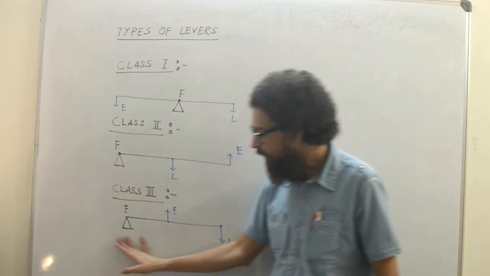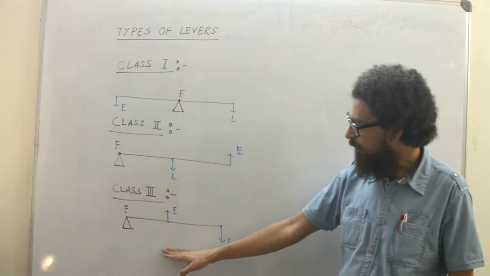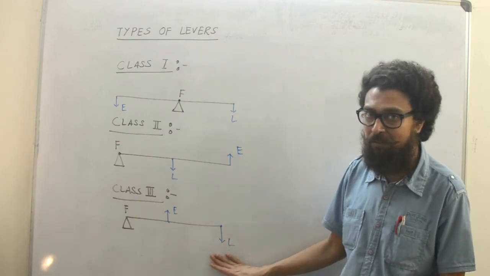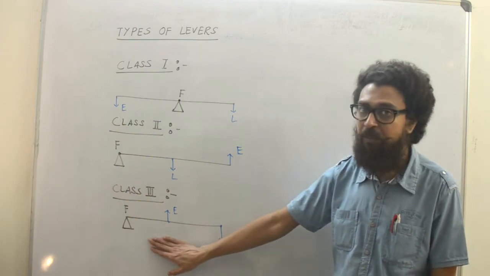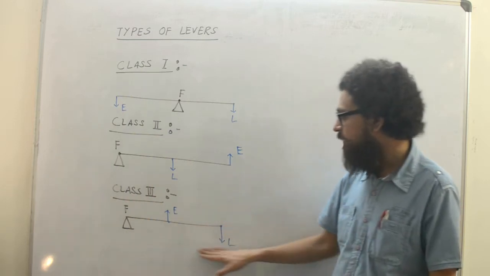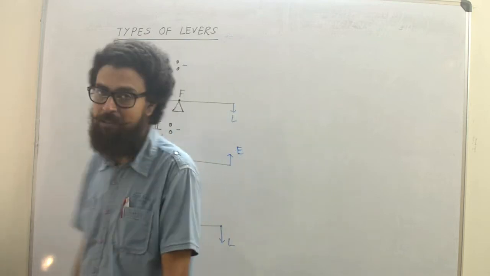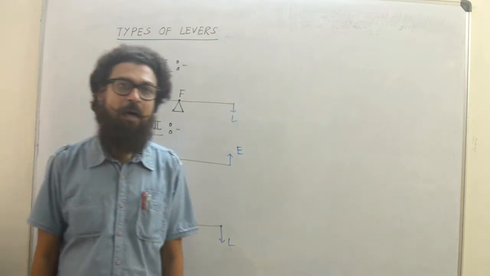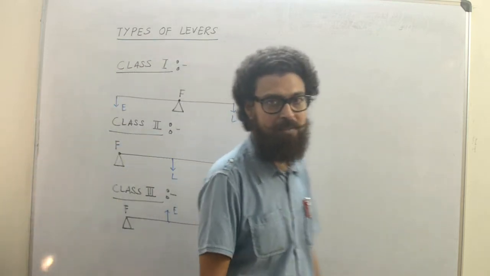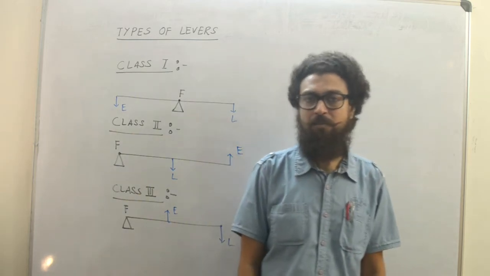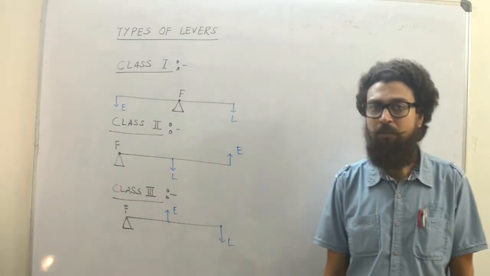And in class 3, the fulcrum is here, the same way as in class 2, but the load is at the other extreme and the effort is in between the fulcrum and the load. Okay, so now you have understood how these 3 levers can be represented, how we can visualize class 1, class 2 and class 3.